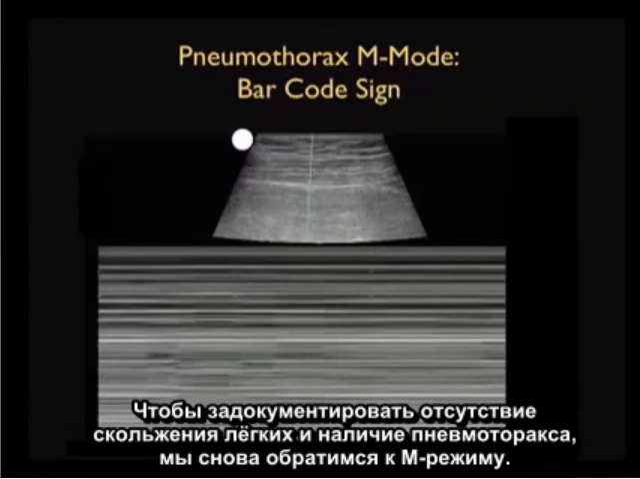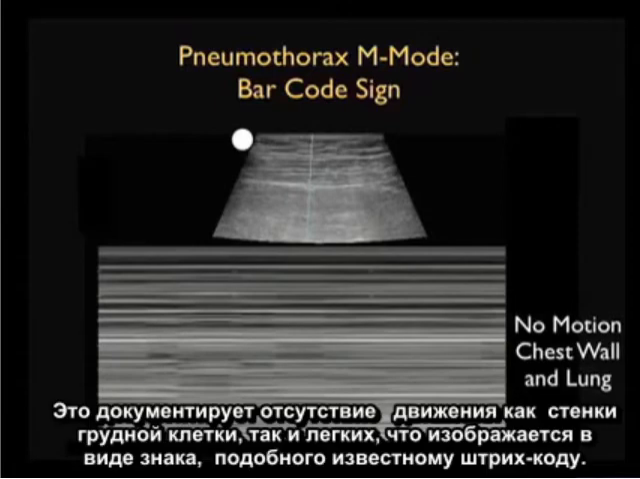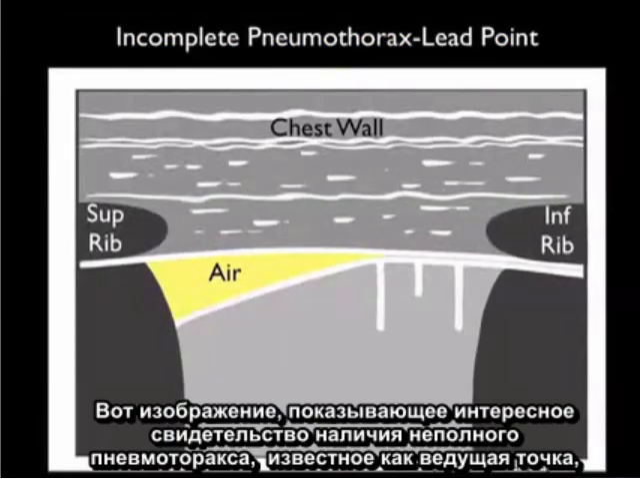To document the absence of lung sliding and the presence of a pneumothorax, we'll again turn to M mode. If we put the M mode cursor down on the pleura, what we'll see is a set of linear repeating lines. This documents no motion of both the chest wall and of the lung, making up a finding known as the barcode sign. Here's a pictorial showing an interesting finding, the signature of an incomplete pneumothorax known as the lead point.